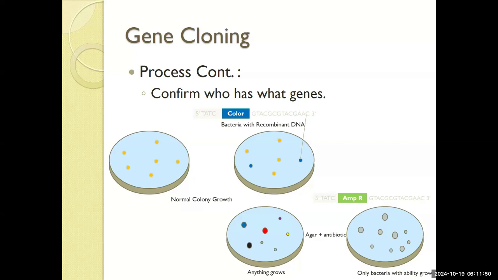Or if we looked at an antibiotic resistance gene, we would then grow a selective media culture. And so anything that grew had the resistance gene. And if they had the resistance gene, they also picked up our insulin gene as well.